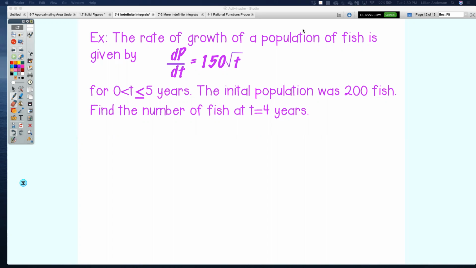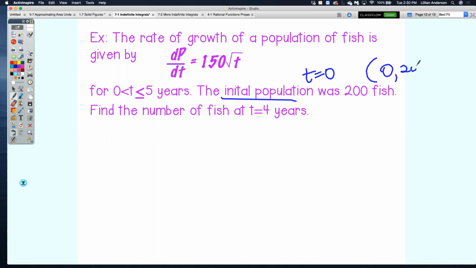The initial population was 200 fish. Initial population means when t is 0, okay, so you have a coordinate here, (0, 200). And then you're asked to find the number of fish after 4 years. So to do this, one, we need the equation that represents the population of fish, so that we can figure out after 4 years how many fish we actually have.